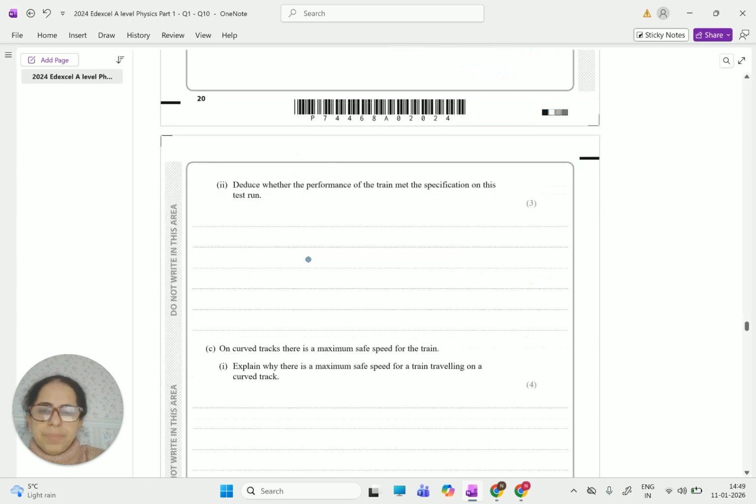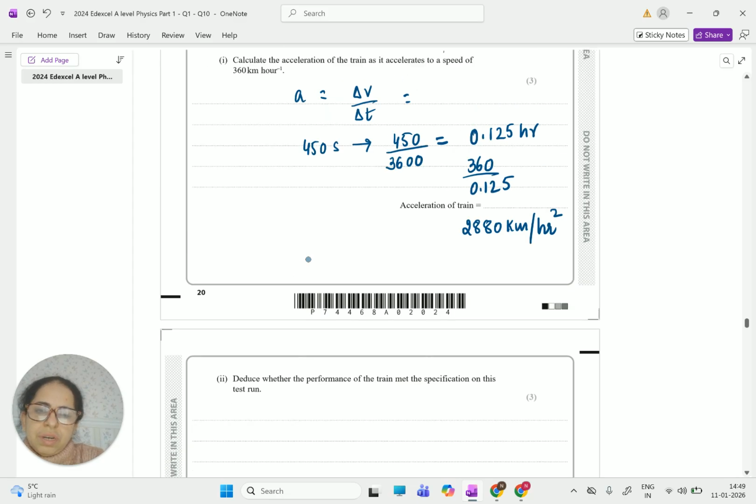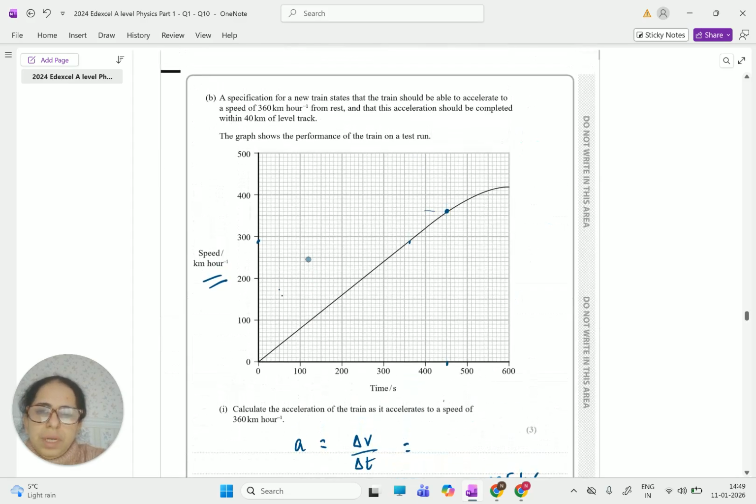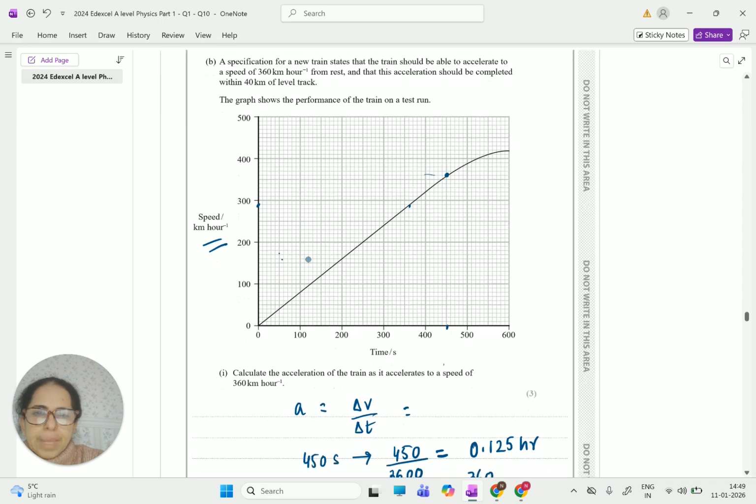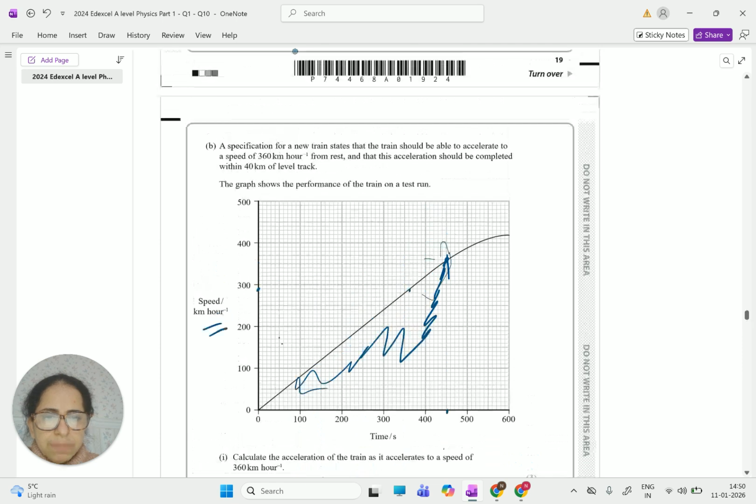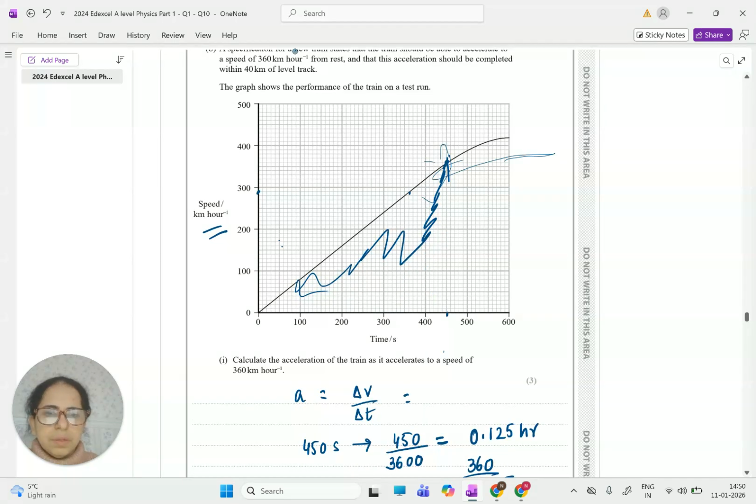Now let's do the next one. Whether the performance of the train met the specification on that test run. This one is trying to see that this acceleration should be completed within 40 kilometers of level track. All I need to do is basically find the area under the graph up to this time. So this is my area, all the way up to this time.